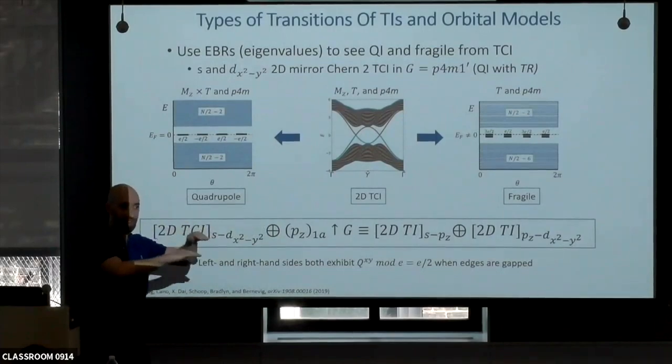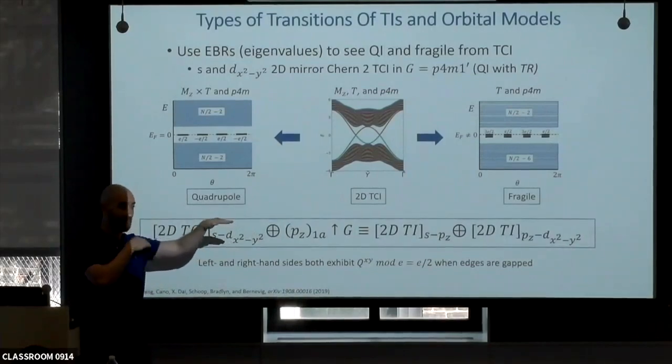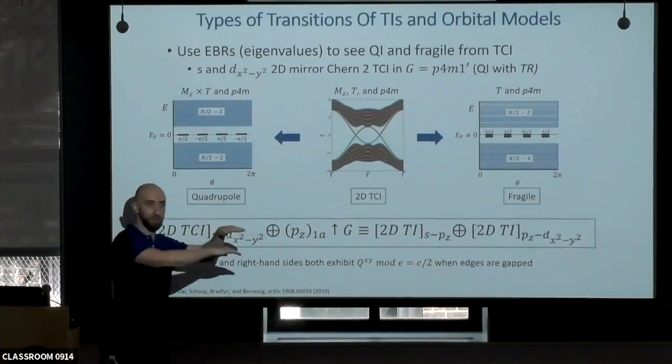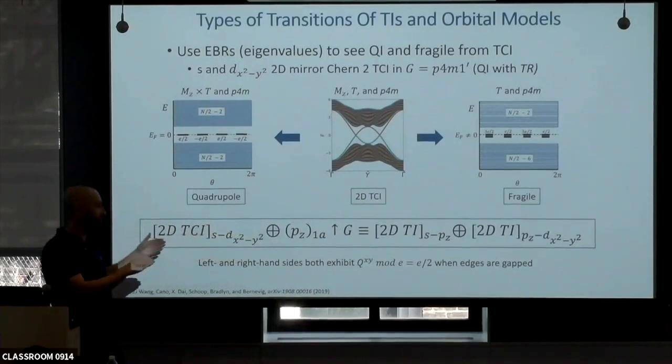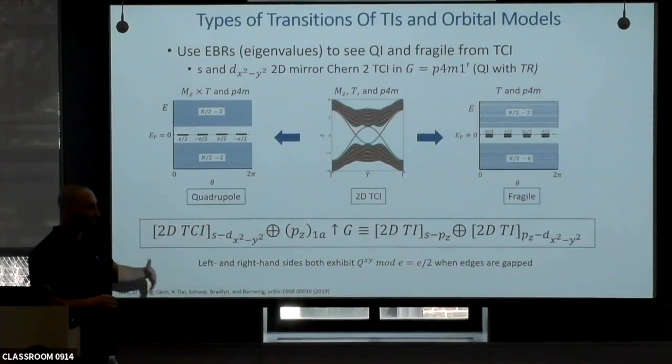And so the punchline, the upshot, is that this 2D TCI is not the sum of 2 of the same 2D TIs. It's a sum of a 2D TI that would carry a quadrupole moment if I gapped it magnetically while keeping C4, and a 2D TI that carries a trivial quadrupole moment. And you can show this just by adding up the bands that contribute to them and seeing the eigenvalues are the same, that they're equivalent.